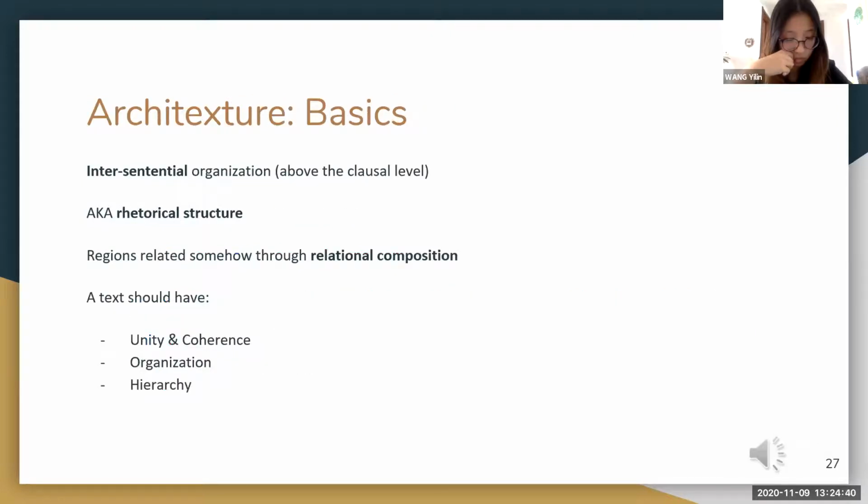Now, what is architecture? This is where we have the intersentential organization, which is organization above the clausal level, between sentences and so on. This is also known as rhetorical structure. In rhetorical structure, regions of a text are related to one another somehow, through relational compositions, as we'll see in the next slide. And a text should have unity, coherence, organization, and hierarchy, which we'll cover after that.